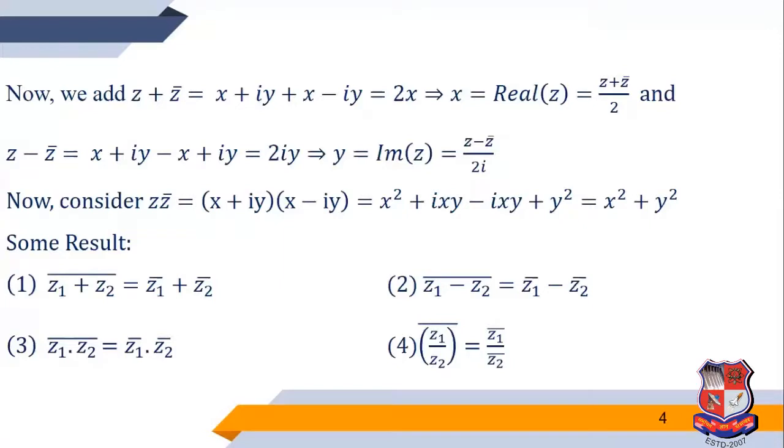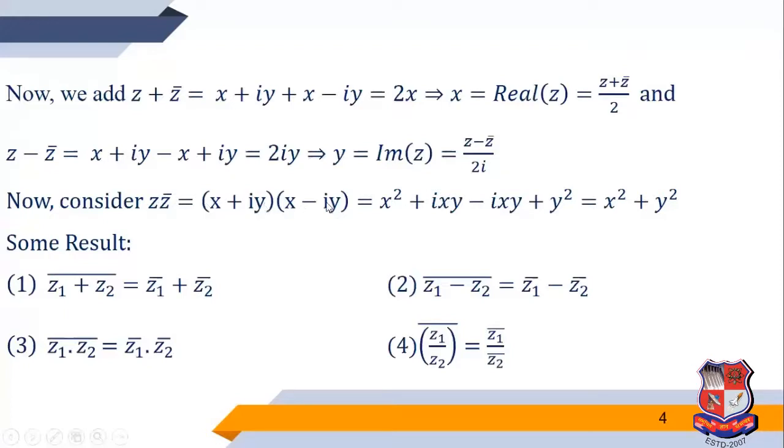Similarly, if we subtract, z minus z bar, then we get x plus iy minus x plus iy. So minus x plus x cancel, then we get 2iy. So we write y is equal to the imaginary part of z, and the imaginary part of z is equal to z minus z bar divided by 2i. So x, the real part of z, can be expressed in the form of z plus z bar divided by 2. Similarly, y, the imaginary part of z, can be expressed in the form of z minus z bar divided by 2i. Now consider we multiply both z into z bar.